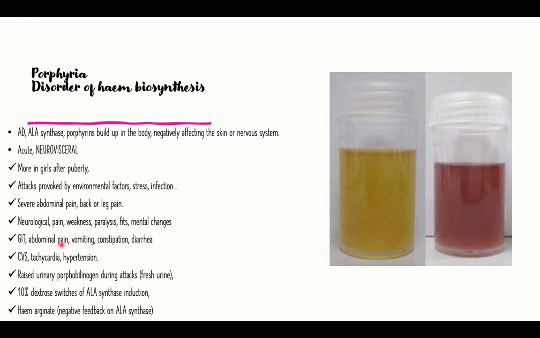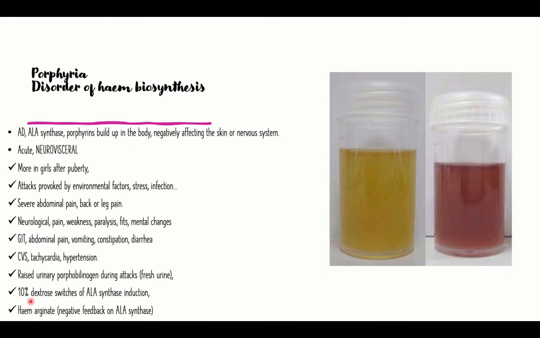GIT manifestation includes abdominal pain, vomiting, constipation or diarrhea. Cardiovascular manifestation in the form of tachycardia and hypertension occurs in this neurovisceral presentation. So usually finding the red color would raise suspicion of the diagnosis of porphyria. Having another case in the family, as it has an autosomal dominant pattern of inheritance, may raise the suspicion. Screening in a fresh urine sample by the urinary porphyrin or porphobilinogen would be the diagnostic test.